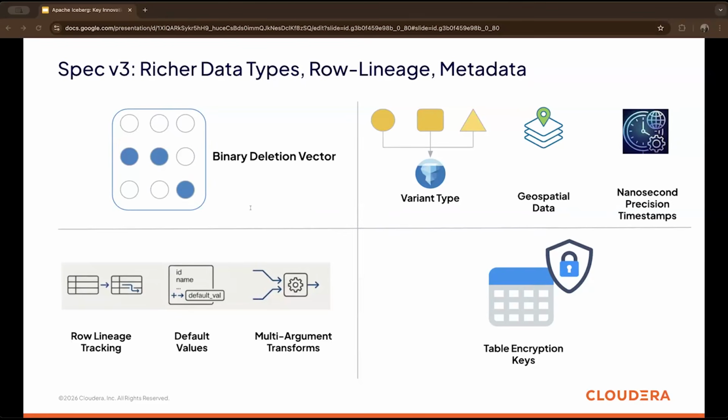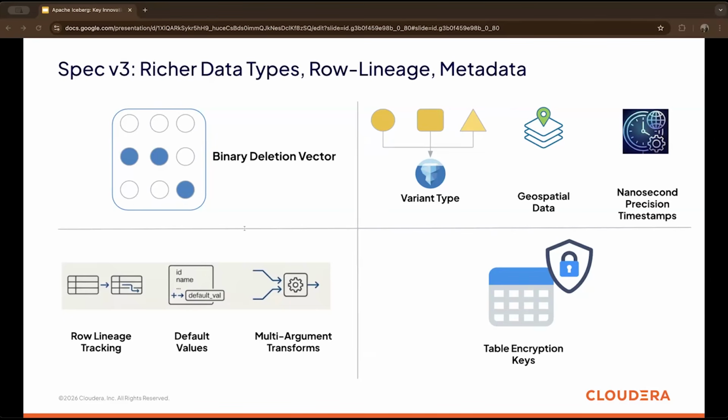So the first wave of V3 capabilities appeared in the 1.8.0 version, where we introduced something called the binary deletion vector. Again, I think deletion vectors were pretty much omnipresent in the Delta ecosystem, but this is something very much required. I'm going to talk a little more about how that benefits us in a later slide. There are other things, for example, the introduction of the variant data type, which was very much necessary for JSON-like semi-structured workloads as well. And then we introduced geospatial types and, for more event-based workloads, nanosecond precision timestamps.